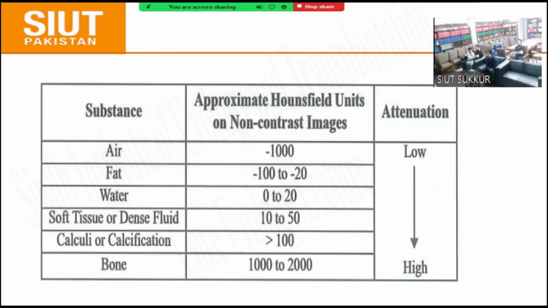So these are a few Hounsfield units of different materials. Air has a Hounsfield unit of -1000, fat between -100 to -20, water 0 to 20, soft tissue or dense fluid between 10 to 50 Hounsfield units, calculi or calcification more than 100 Hounsfield units, and bone between 1000 to 2000 Hounsfield units. So on the basis of Hounsfield units, we can differentiate the different types of tissues, or differentiate between stone, calculi, bone, calcification, and soft tissue.